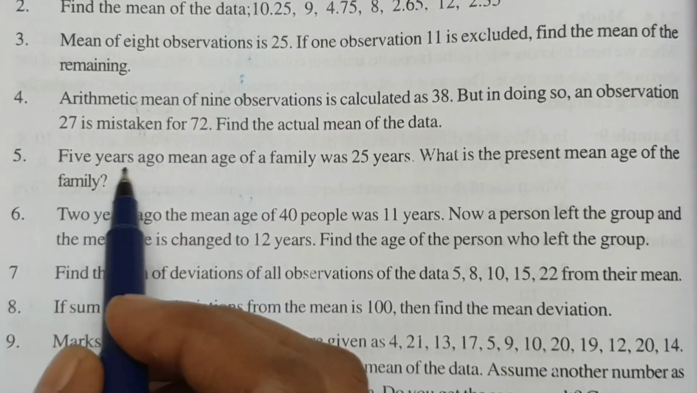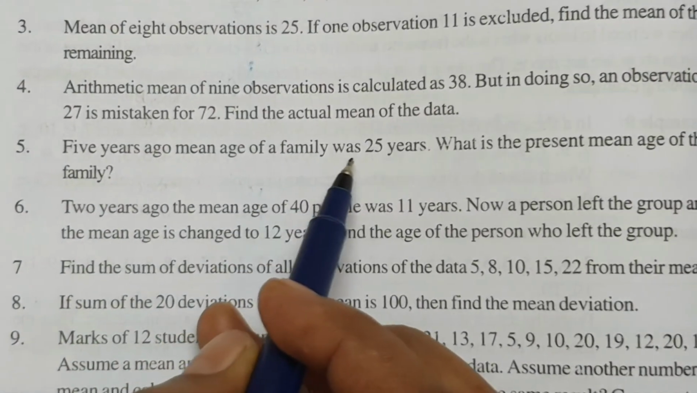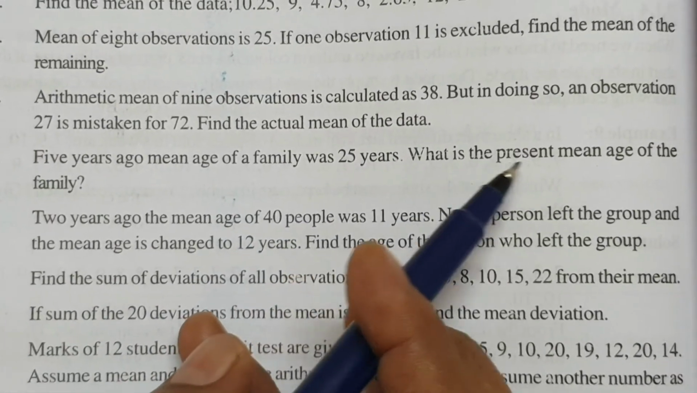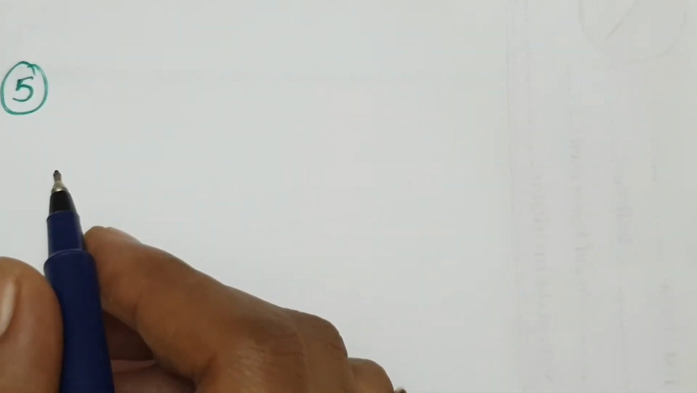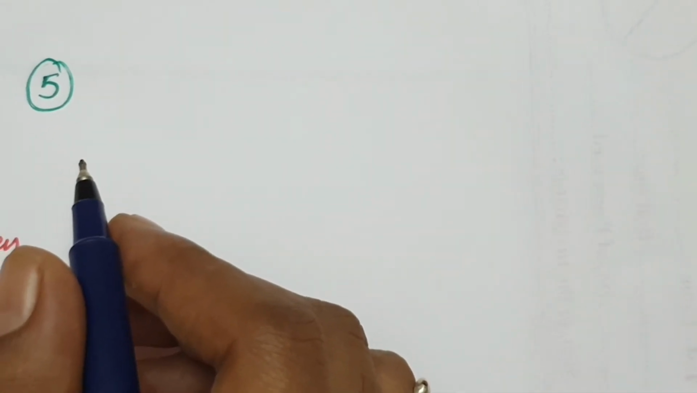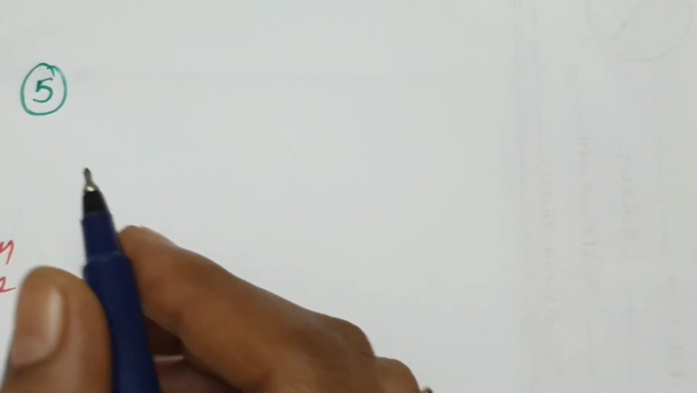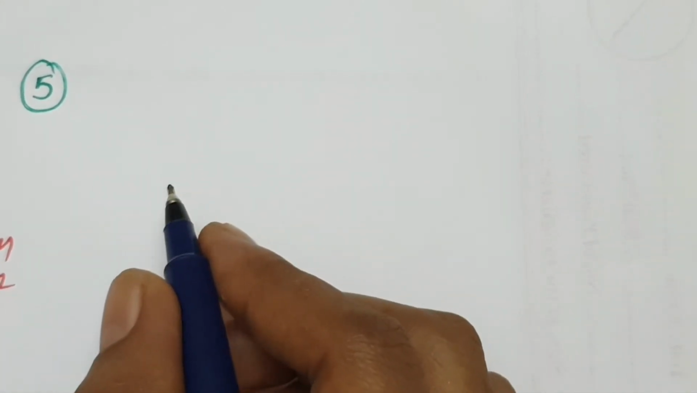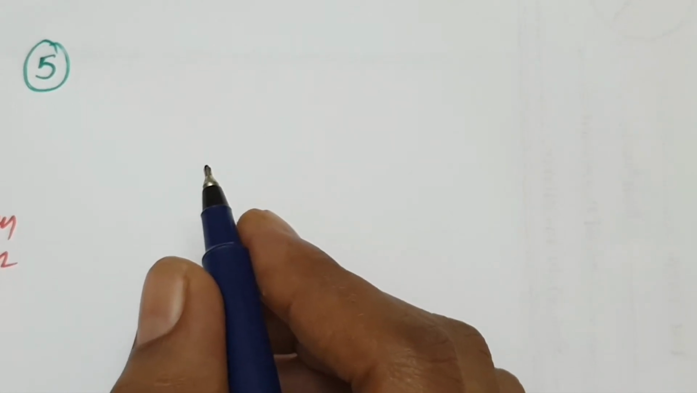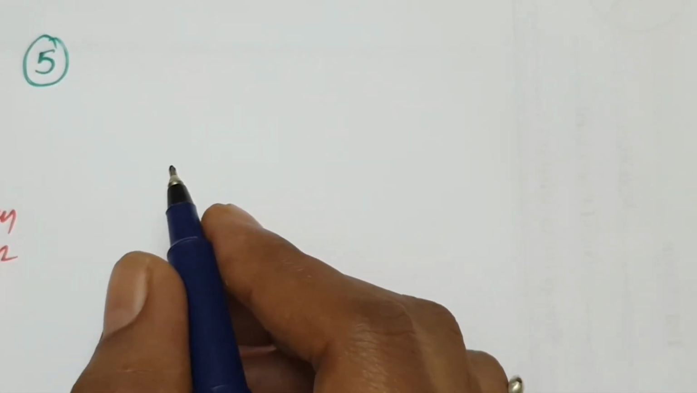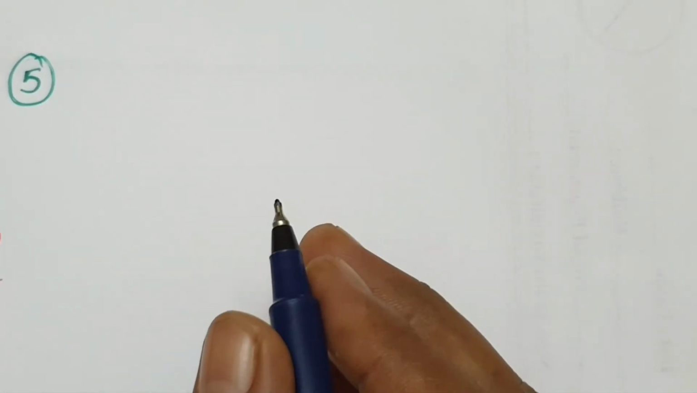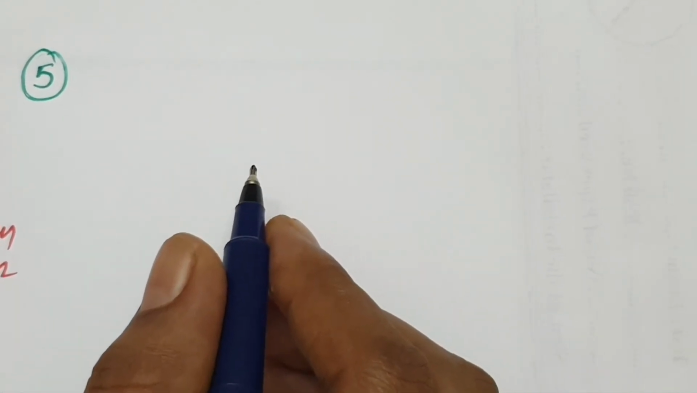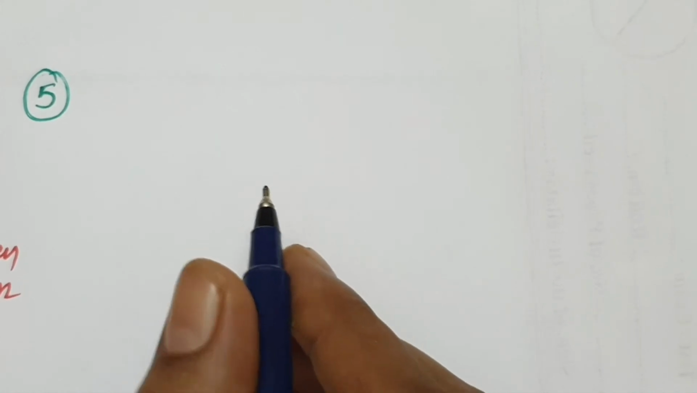Fifth question. 5 years ago the mean age of a family was 25 years. What is the present mean age of the family? Answer. When all observations of data are increased or decreased by a certain number, the mean also increases or decreases by the same number. We know that before. So if all observations of the data increase, then the mean also increases. If observations decrease, then the mean also decreases.